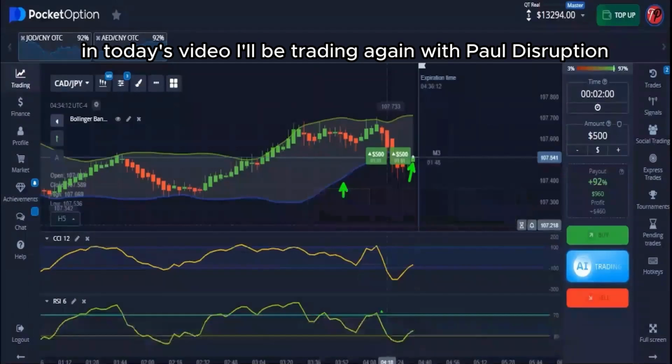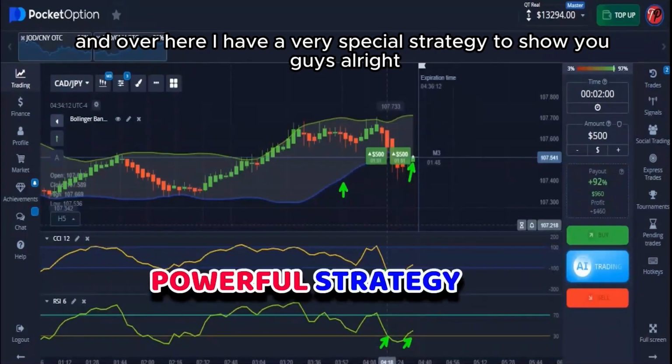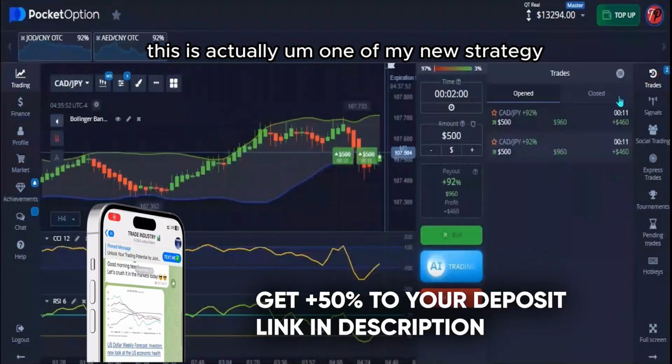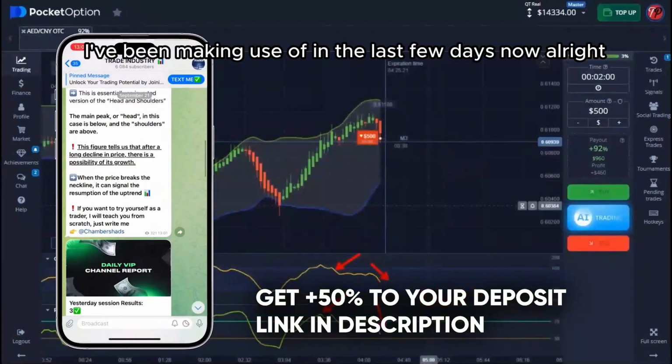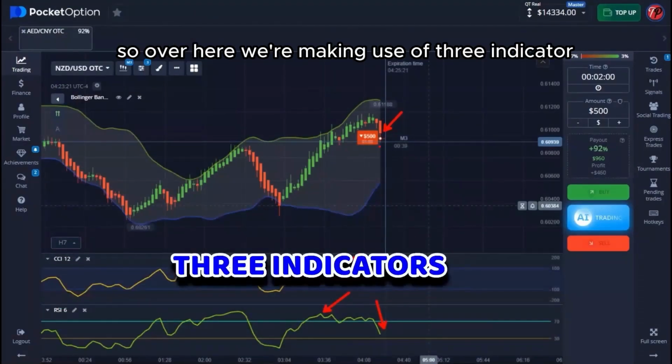In today's video, I'll be trading again with Pocket Option. And over here, I have a very special strategy to show you guys. This is actually one of my new strategies that I've been making use of in the last few days now. Over here, we're making use of three indicators.